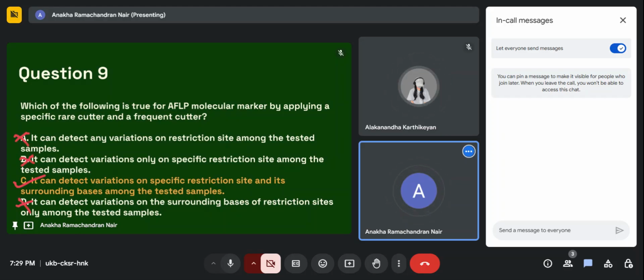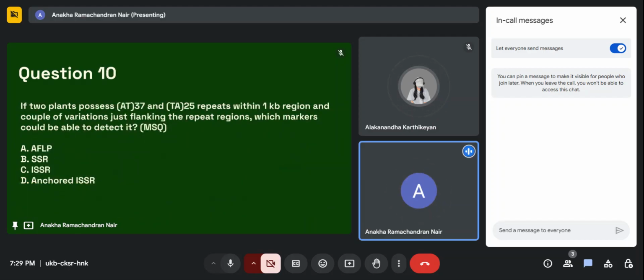Alright. So let's move on to the final question, which is question number 10. If two plants possess a repeat sequence of 8037 and TA25 within a 1 kb region, and a couple of variations just flanking the repeat regions, which marker could be able to detect it?